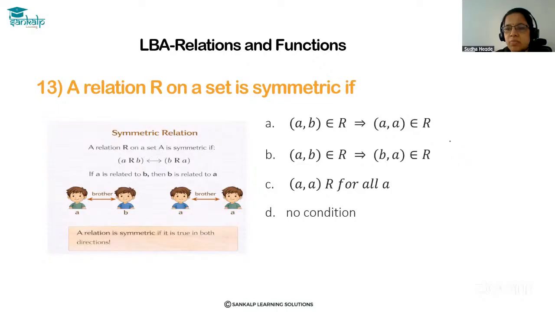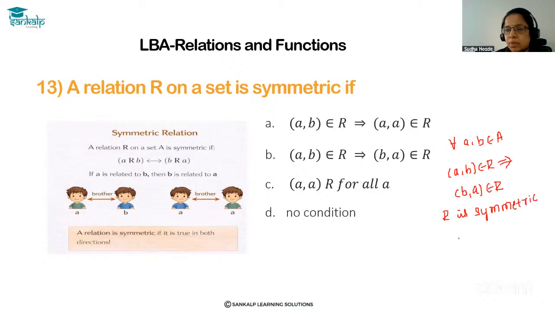What it says: for all (a, b) belongs to A, if (a, b) belongs to R implies the reverse (b, a) also belongs to R, then R is symmetric. Correct?